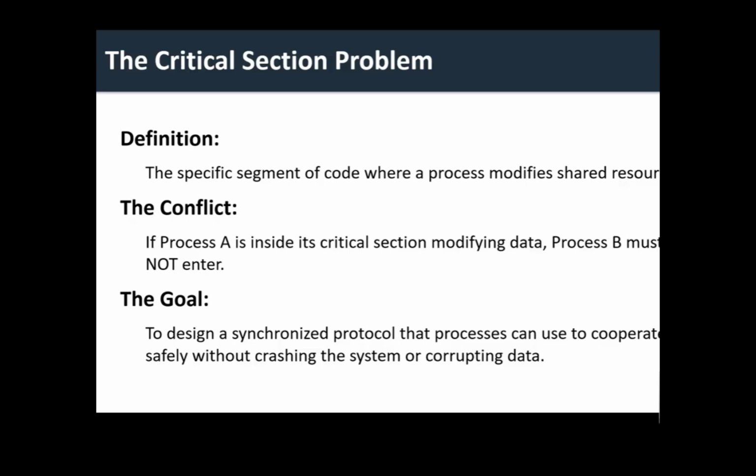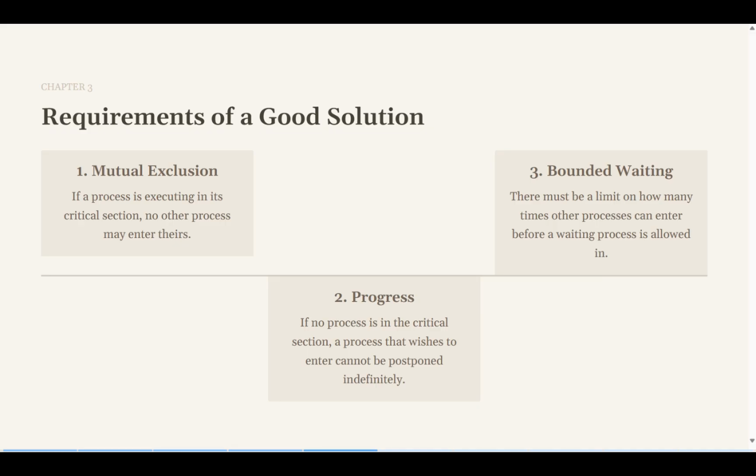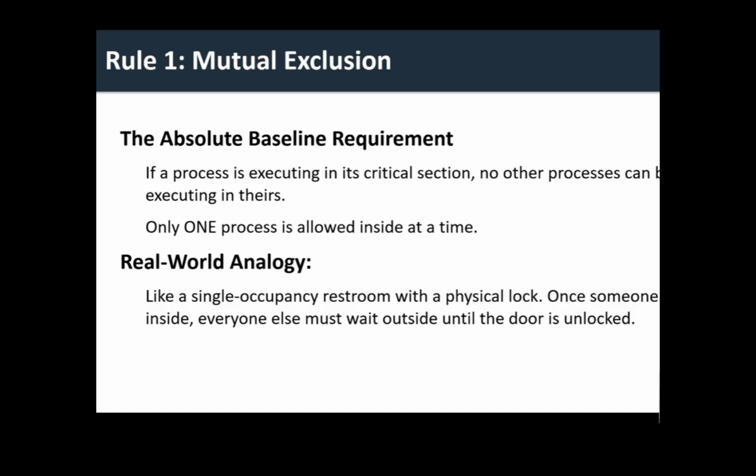corrupting data, right? Now we have rule number 1, mutual exclusion. What is it? If a process is executing in its critical section, no other process can execute in theirs. What does that mean? If process A is in the critical section making changes in file 1, then process B cannot enter the critical section and cannot make changes in file 1 also. And if process B is in the critical section, then process A cannot make changes in file 1. It's simple, right? So it kills the race condition.